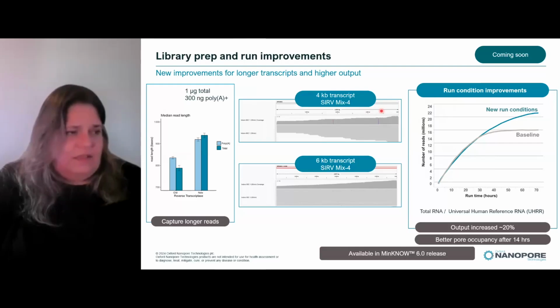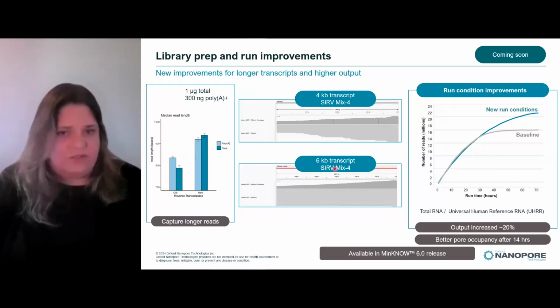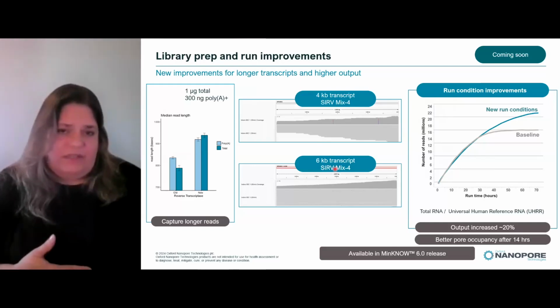And we've got a 4 kb transcript, a 6 kb transcript. Again, this is read agnostic. So if your RNA is really, really in good shape, whatever you've got will go through the pore.